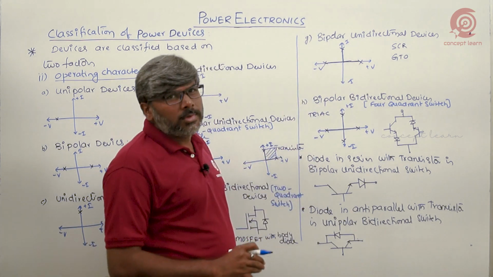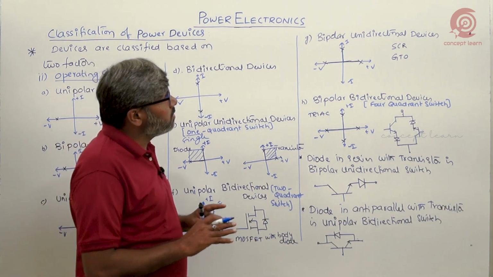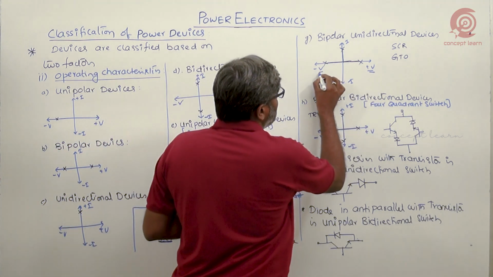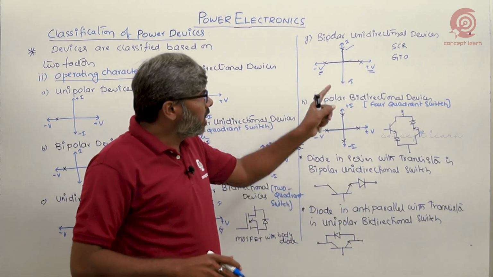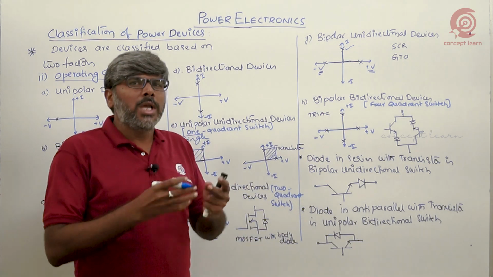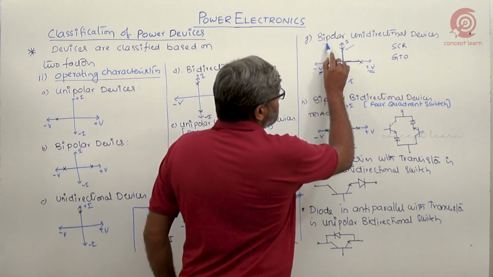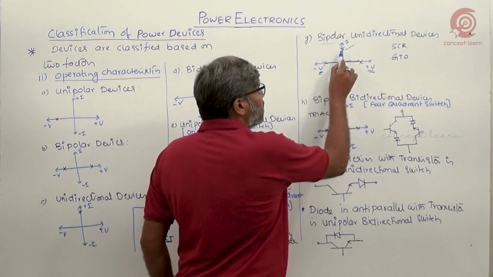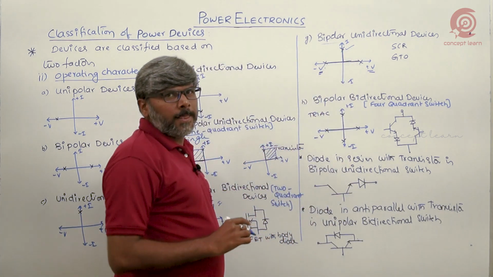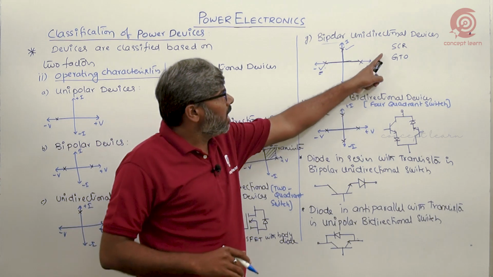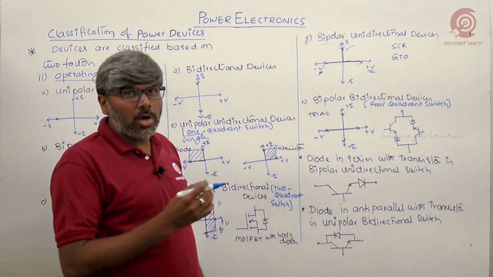What does it do? This switch blocks both the voltages, positive voltage as well as negative voltage, and allows only one direction of current, forward or reverse. But in general, almost all switches carry current in only the forward direction, right? So I am taking only the forward current. So this switch blocks both polarities of voltages and allows current in only one direction. That is called a bipolar unidirectional device. Examples under this category are SCR and GTO. These two block both the voltages and allow current only in the forward direction.